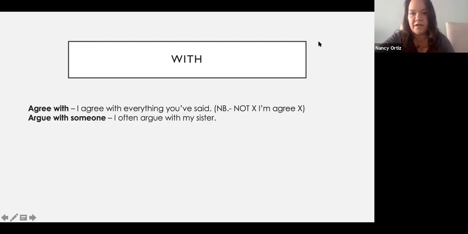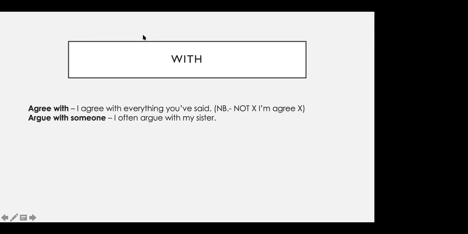And last one, with, okay? We're going to check this with agree and argue. Mildred, could you please read the two examples? Yes. I agree with everything you've said. In brackets we have not, I'm agree. The next one is: I often argue with my sister.